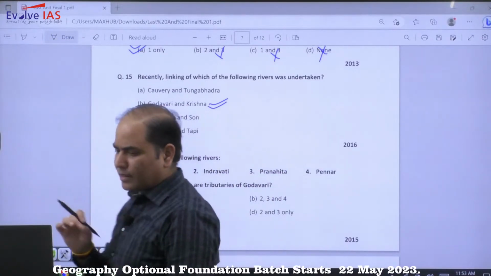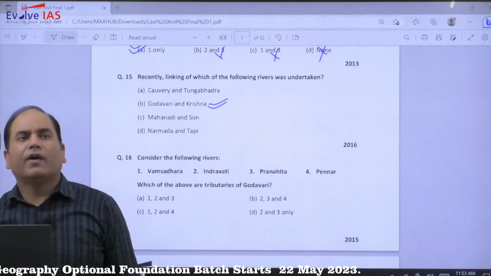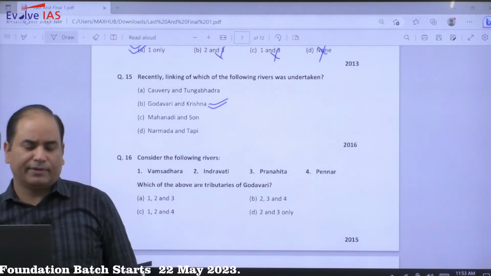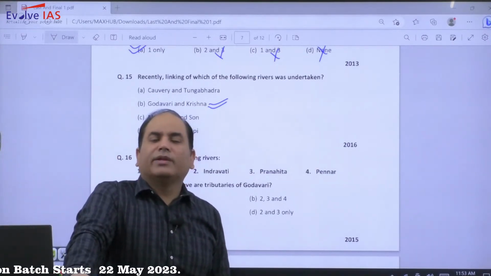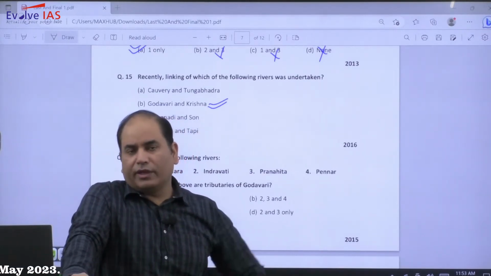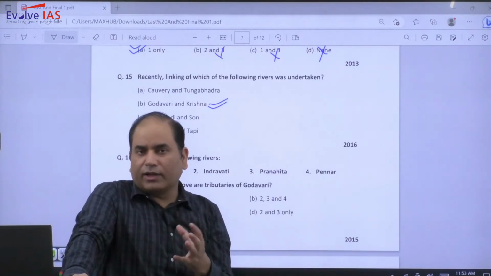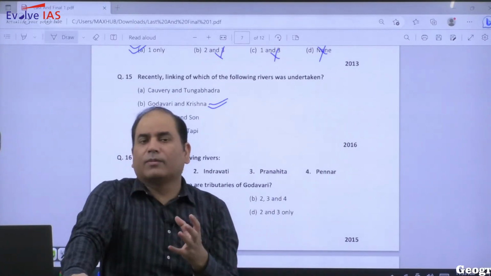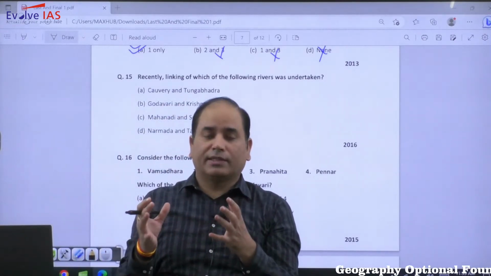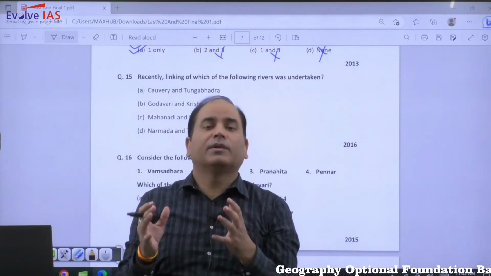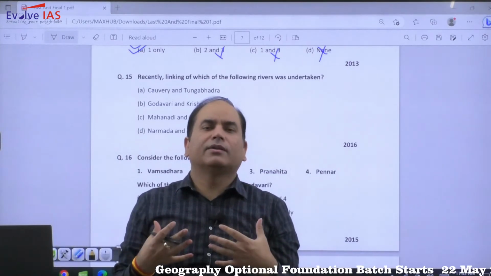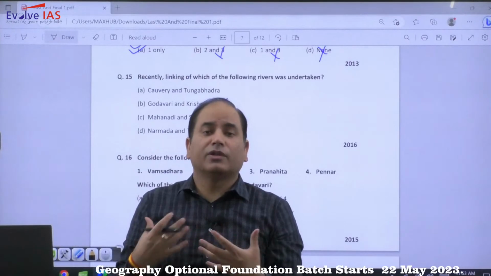As far as interlinking of rivers is concerned, the idea was basically associated with the peninsular rivers and the Himalayan rivers. It was thought that the peninsular rivers are drought prone, whereas the Himalayan rivers are flood prone. So if we connect the peninsular rivers with the Himalayan rivers, some of the excess water will be diverted to the peninsular rivers, and because of this diversion, most of the water problems of the peninsular rivers can be checked.